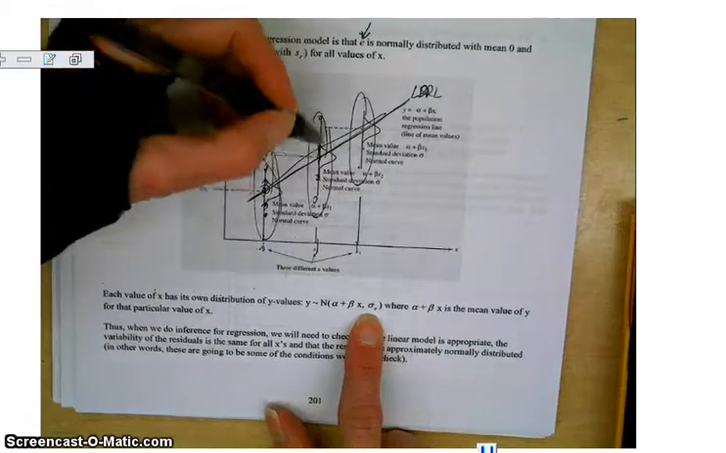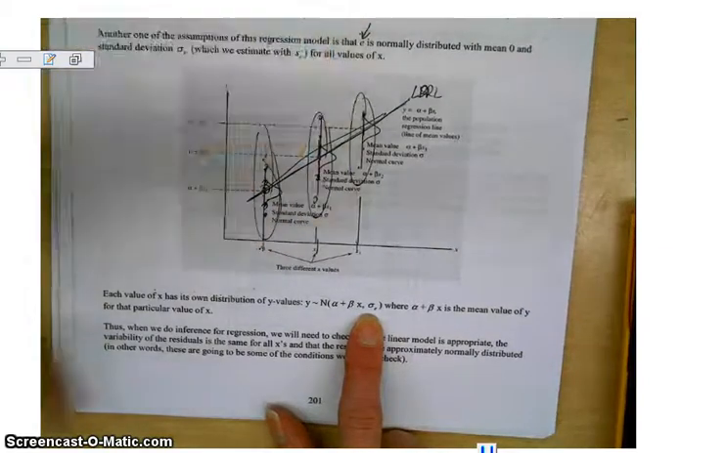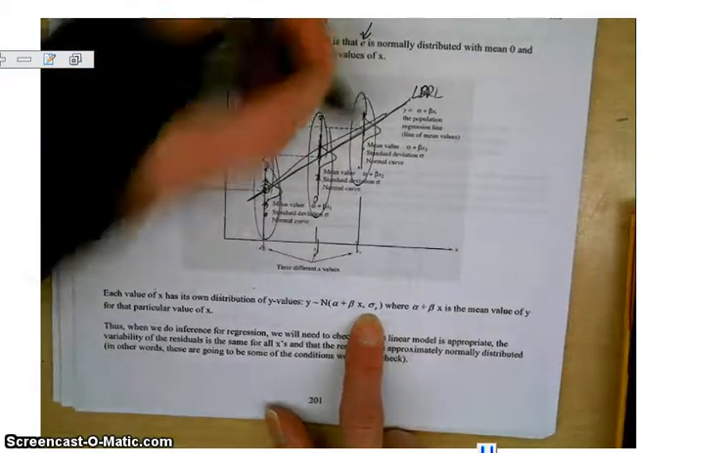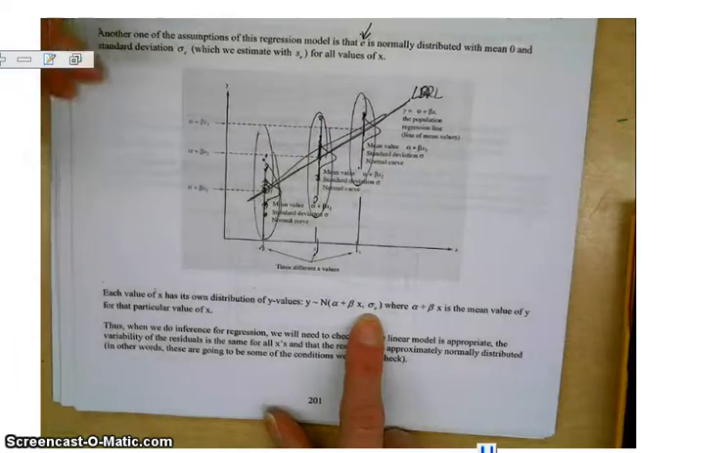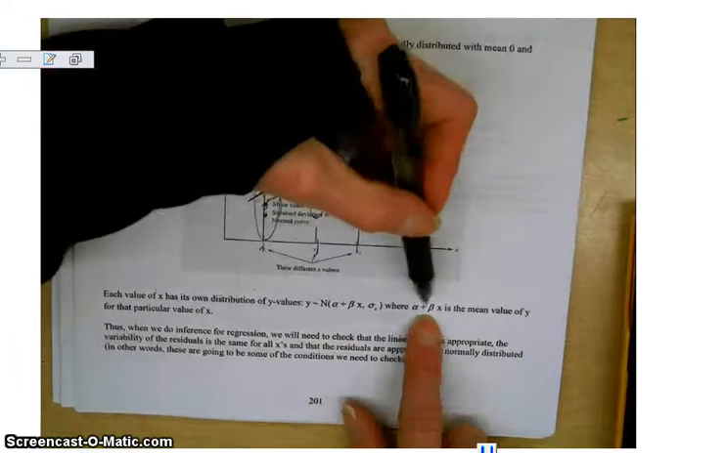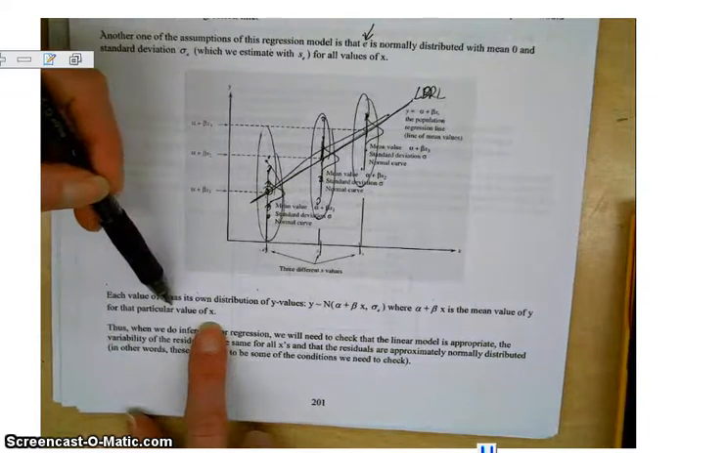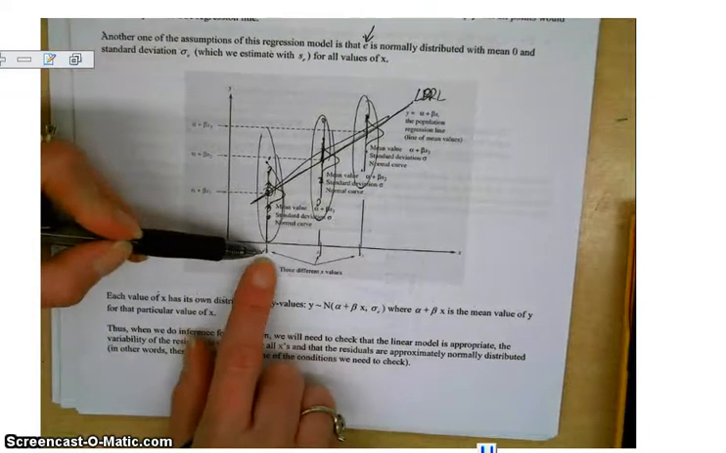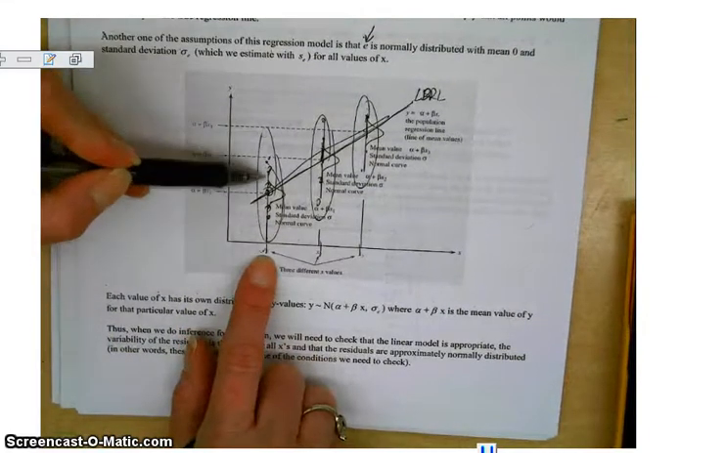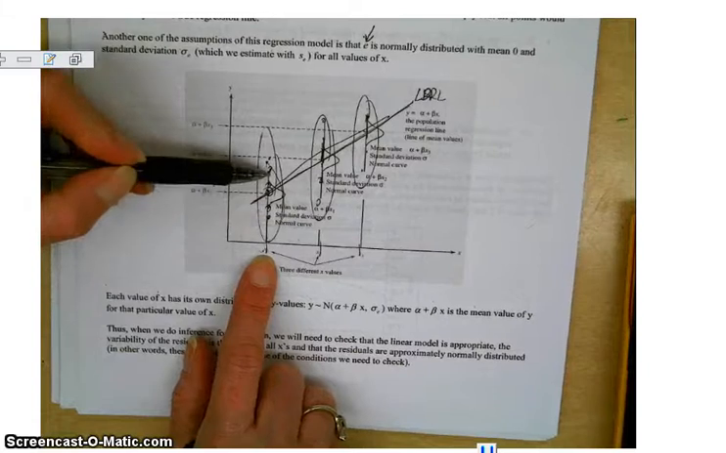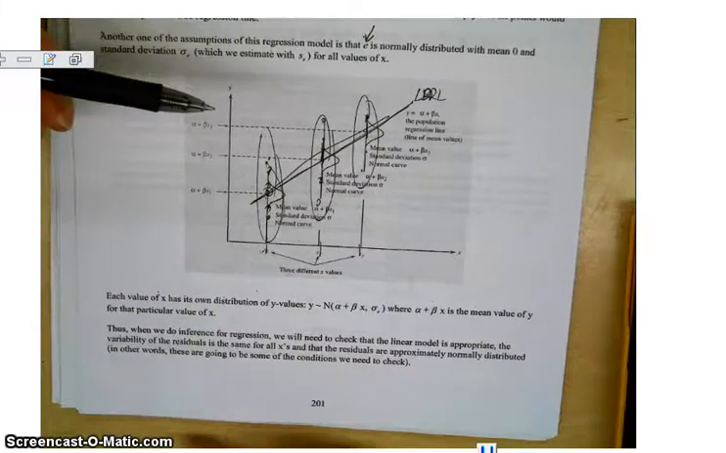Residuals have the same effect as an error. A residual is the amount of error. How far off is our observed from our expected? Alpha plus beta x is the mean value of y for that particular value of x. So, here's that value of x. I have all these different possible y values. It's just adding all those y values up and averaging them.